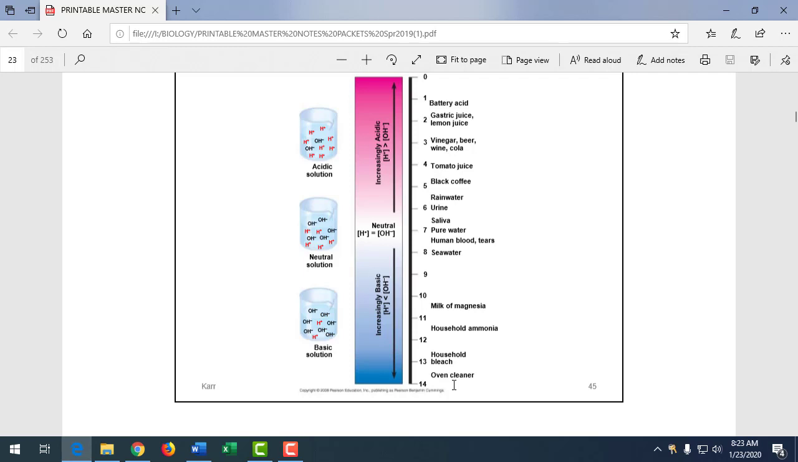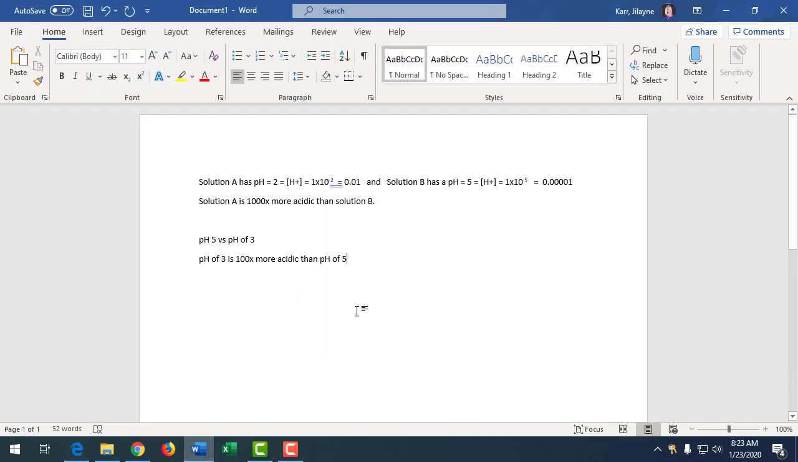Okay, so let's move on then. The scale goes 0 to 14. 14 is the most basic, has the least number of hydrogen ions in solution, and a lot of hydroxide ions. Another basic ion is called bicarbonate ion. And bicarbonate ion is written as, this is a basic ion.